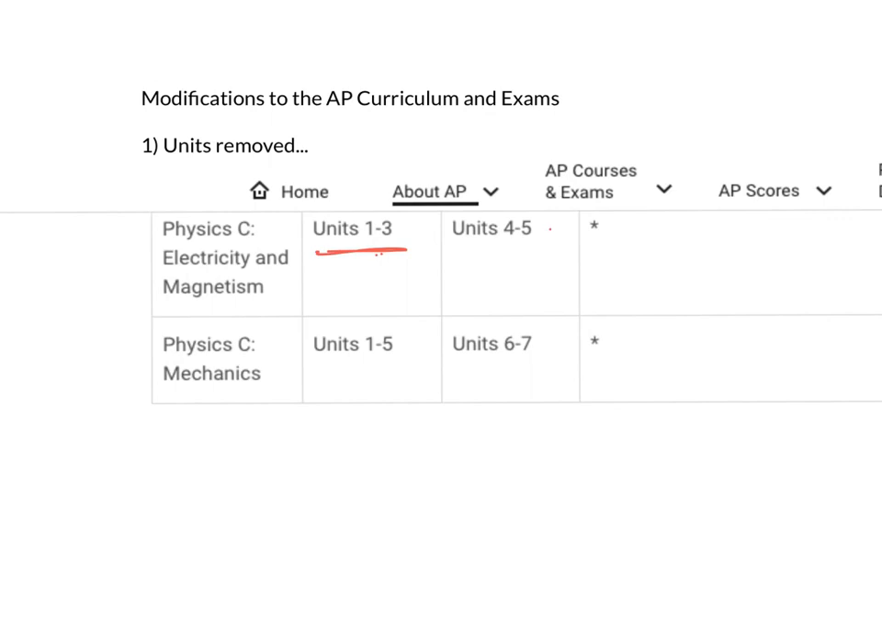All right. And then units 4 through 5 are nixed, whatever those are. And then for mechanics, again, same story, 1 through 5 are go, and 6 through 7 are not. Okay, so what are those units that they said we're doing versus we're not doing?